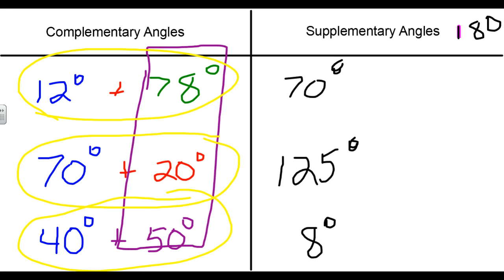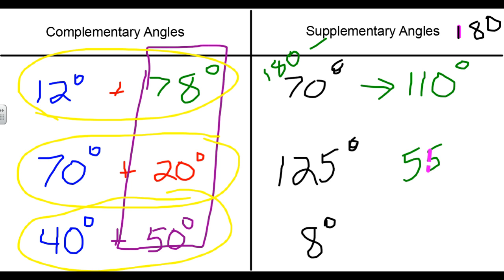So for 70, if we already have 70 degrees, then 180 minus 70 will tell us what we need, and that gives us 110. So even though 20 is the angle that is complementary to 70, to add to 70 to get to 180 degrees, to get to that straight angle, we need 110 degrees. To add to 125, we need 55 degrees. And to add to 8, we need 172 degrees.